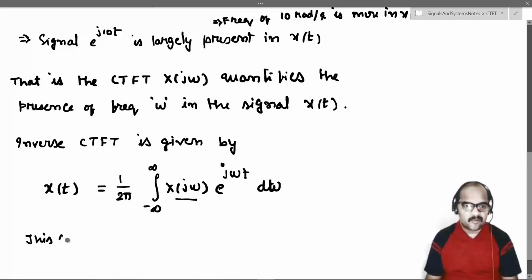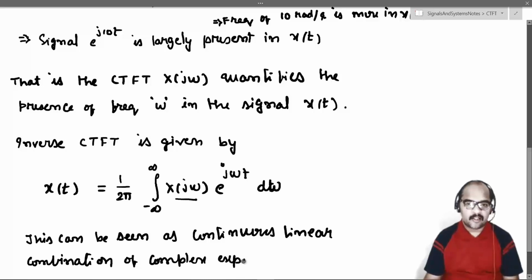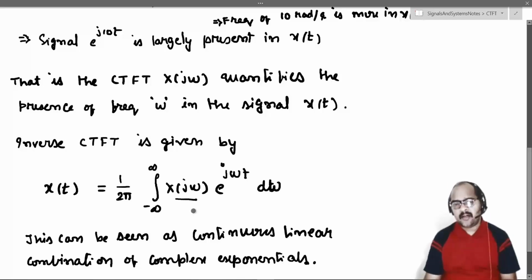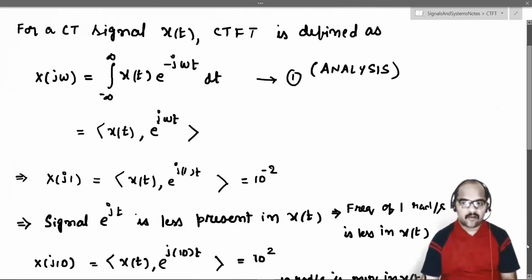So this can be seen as a continuous linear combination of complex exponentials. Why continuous? Because there is an integral. Because you are getting back the signal x of t, we call this equation the synthesis equation. Let us give numbers. Let us call this equation 2, and the actual signal, we already called it 1.